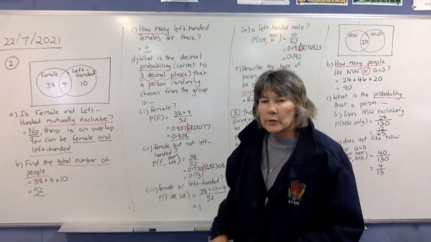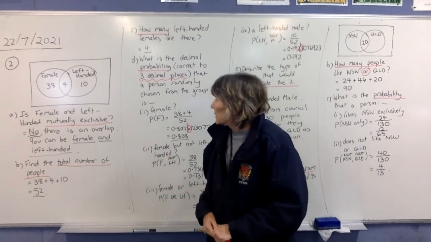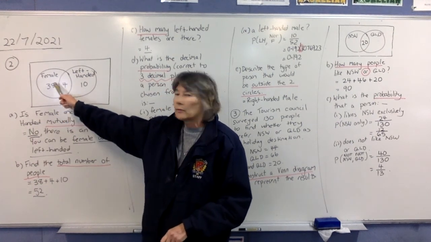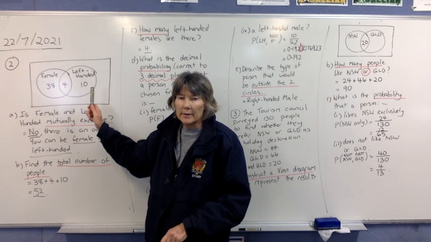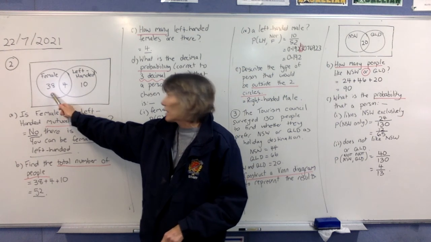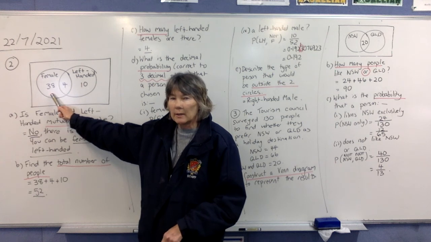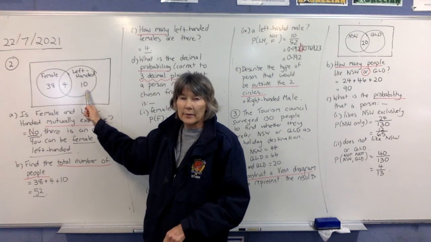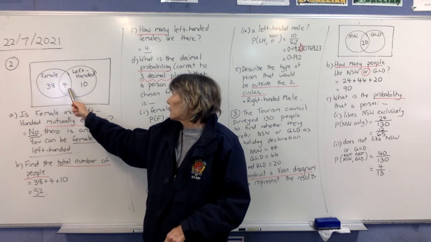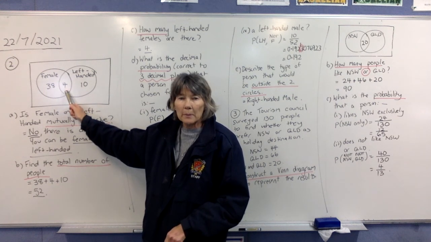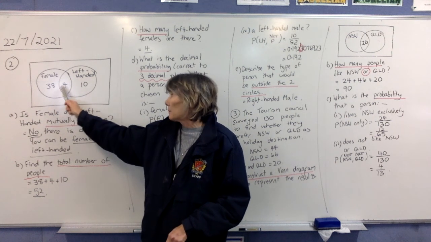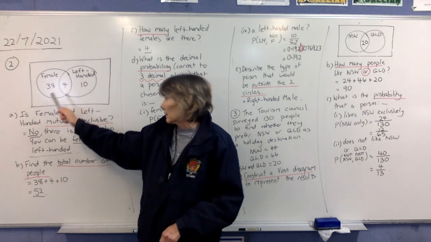Okay boys, so we're going to do some more examples on Venn diagrams. In this question here we have two circles, one's female, one's left-handed. In the female circle we have just 38 females. Over here in just the left-handed we have 10, and in the middle section in the overlap we have 4. So those 4 people fit into the female circle and the left-handed circle. That means that they must be female and they must be left-handed.